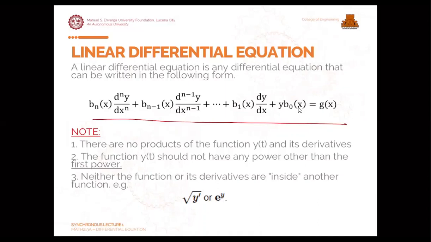there are no products of the function y(t) and its derivative. Okay? So you should not see any product of our y function and its derivative. If you look at the formula, the derivative is only multiplied by a constant, no? Then our y is also a constant, and equal to a certain constant or equation. Okay?